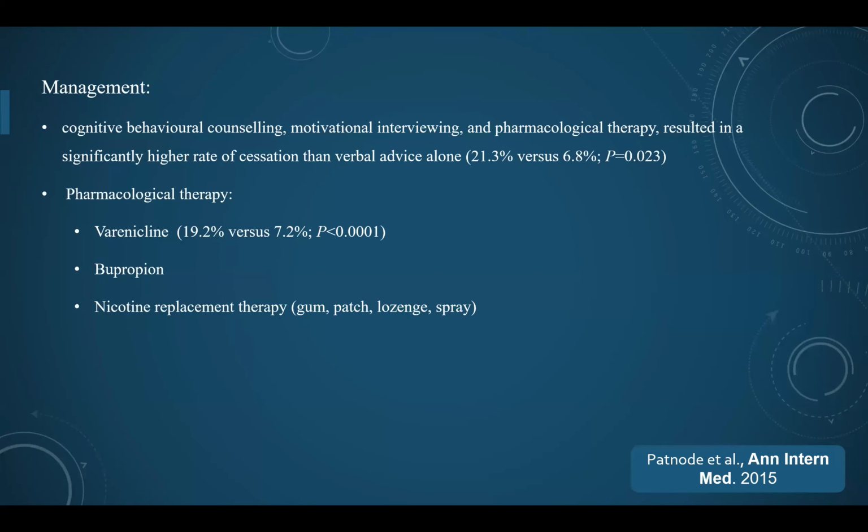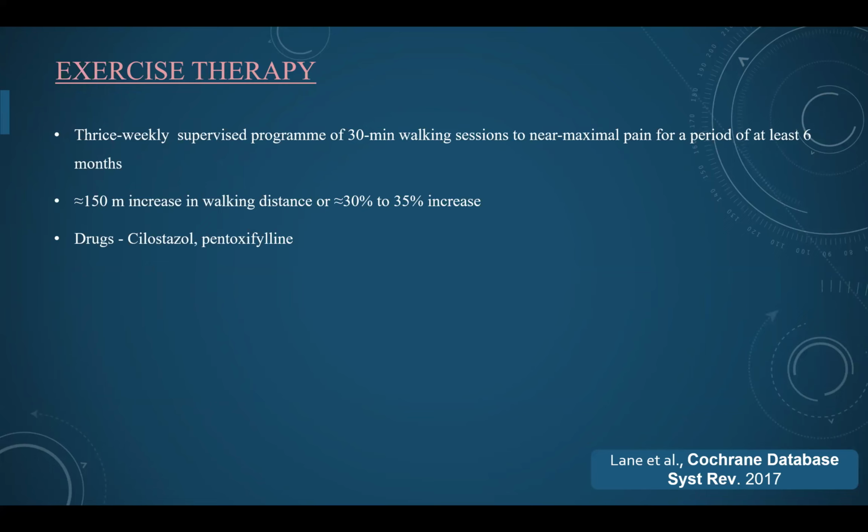It could be managed by cognitive behavioral counseling and motivational interviewing, along with pharmacological therapy. All these three therapies showed better management in comparison with verbal advice alone. Pharmacological therapy includes varenicline, bupropion, and nicotine replacement therapy, which can be given in the form of gum, patch, lozenge, or spray.